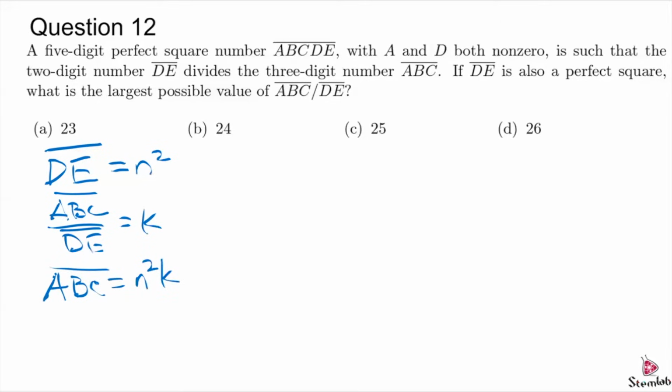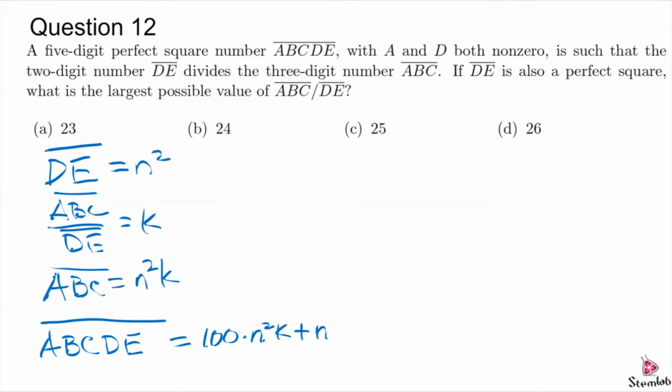So we can also write the whole 5-digit string ABCDE now as 100 times n squared K plus n squared, right? Meaning ABC is now multiplied by 100, and then we add DE. So we know that that is also equal to some other perfect square, m squared.